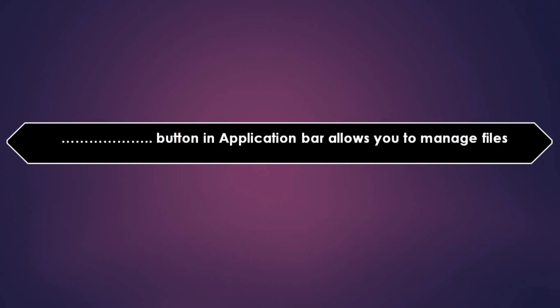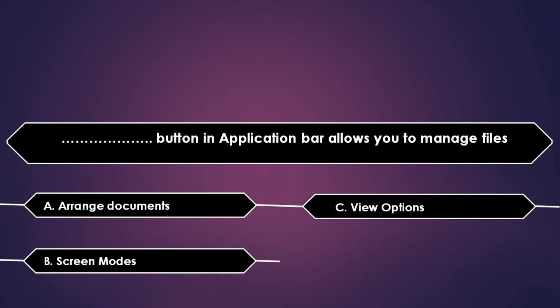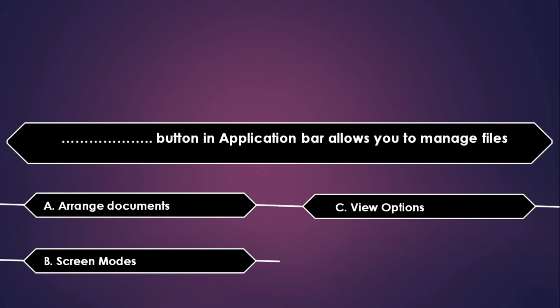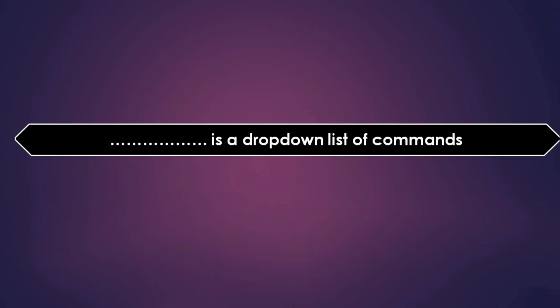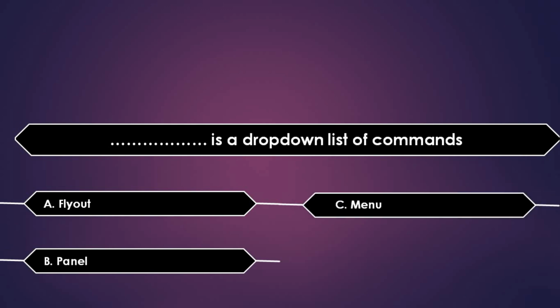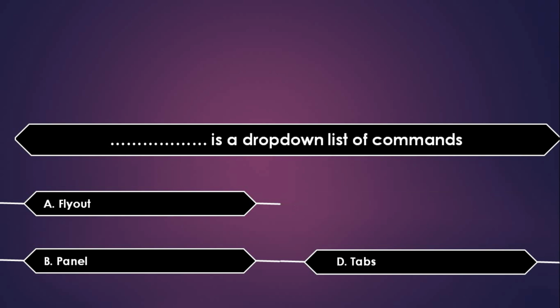Dash button in application bar allows you to manage files, arrange documents, screen modes, view options. The answer for this question, go to bridge button in application bar allows you to manage files. Dash is a drop-down list of commands. A. Flyout. B. Panel. C. Menu. D. Tabs. The right answer is menu is a drop-down list of commands.